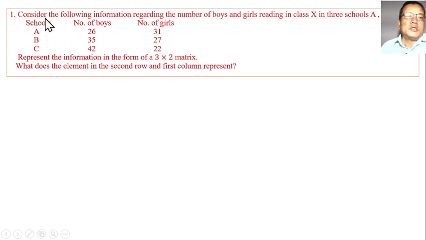Schools A, B, C: number of boys 26, 35, 42; number of girls 31, 27, 32. School A has 26 boys and 31 girls. School B has 35 boys and 27 girls. School C has 42 boys and 32 girls. Represent the information in the form of a 3 by 2 matrix.